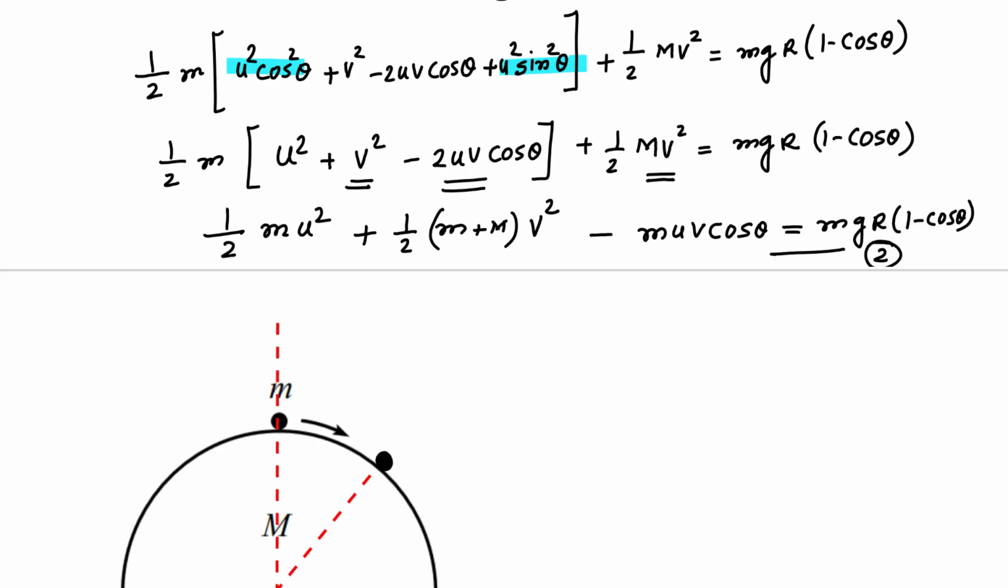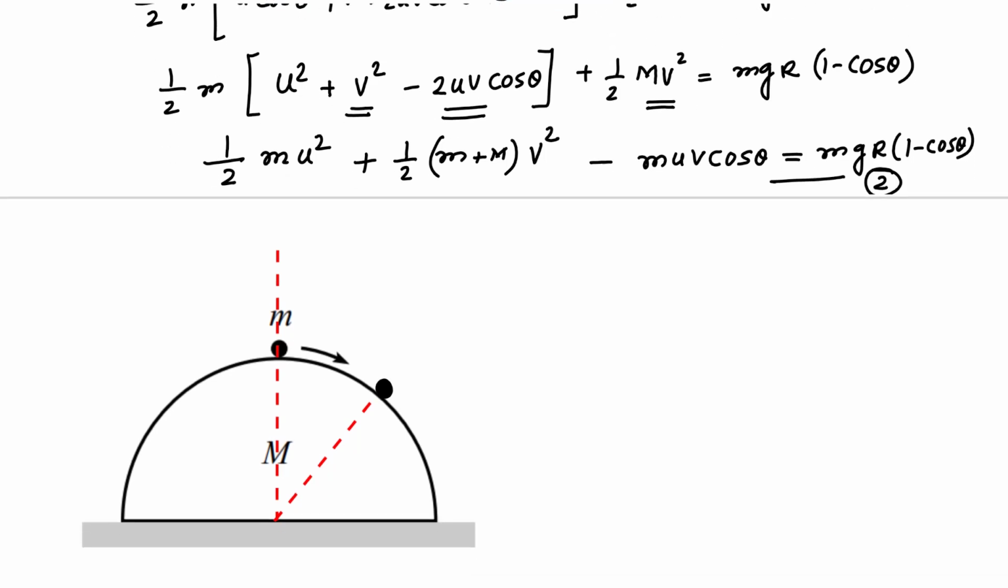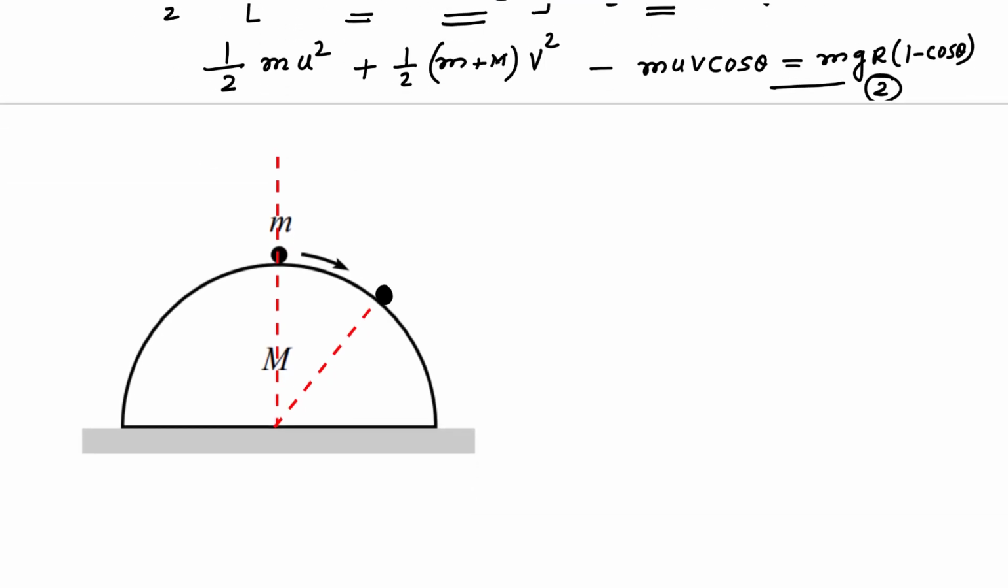So to find the third equation, we will consider the motion, because this particle, the small mass m, is moving in a circle. So we'll write the equation of motion. What are the forces that are acting? On this particle, a vertical force mg is acting, and the normal reaction is acting in this direction, and this angle is theta. So in this direction we will have mg cos theta, and in this direction the component of this force will be mg sin theta.